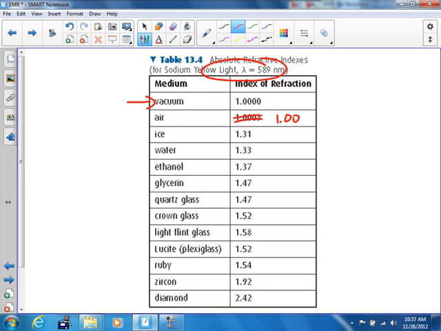It's not exactly 1.00000 because light slows down when it goes from a vacuum to air, but not very much. So it's real close to 1.000. You can see that they go up from there.